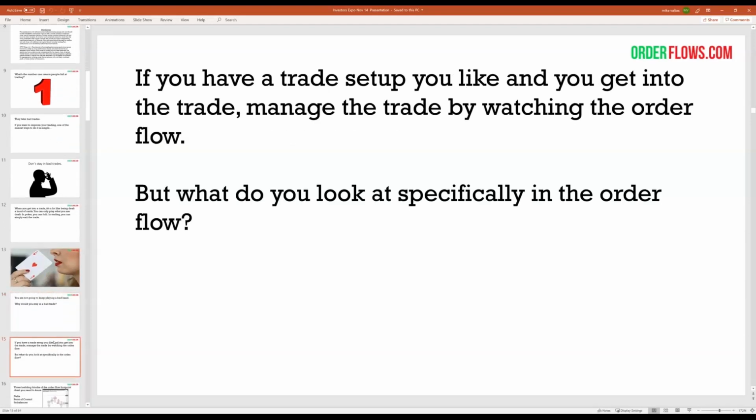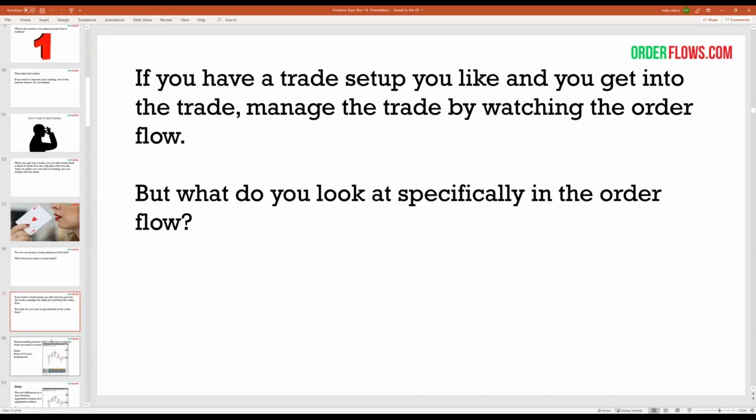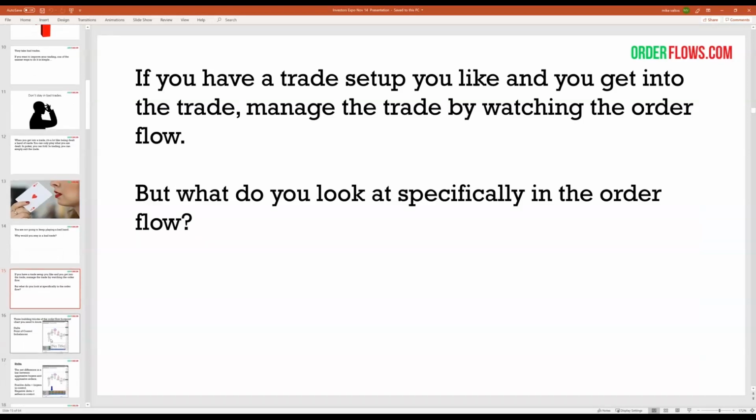So, if you have a trade setup you like and you get into the trade, you manage the trade by watching the order flow. But people say, well, how do I do that? I don't know what to look for in the market. Well, you have to look at the order flow. You have to look at how the orders are coming in after you get into the trade, right?